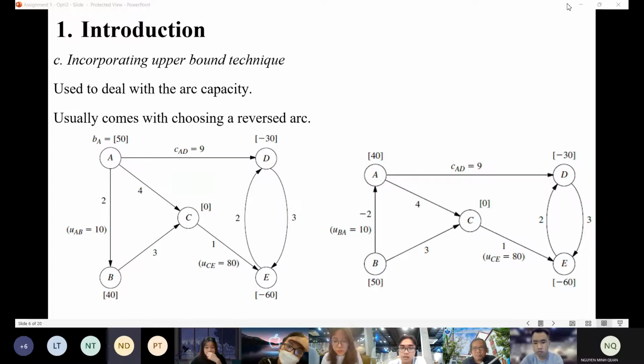So you can see that OAB and OCE here is the arc capacity.